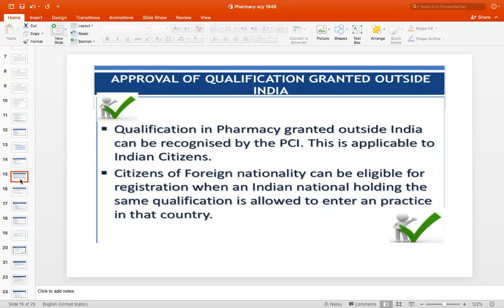So what it says, qualification in pharmacy granted outside India can be recognized by PCI, correct? This is applicable to Indian citizens also. Citizens of foreign nationality can be eligible for registration when an Indian national holding the same qualification is allowed to enter and practice in that country. So it is vice versa. If we can do, they can also do. If our certificates are considered in their country, their certificates are considered even in India.